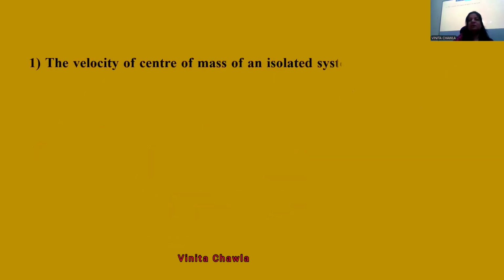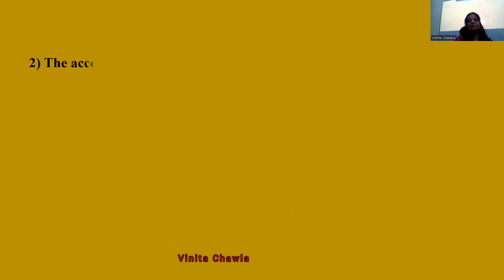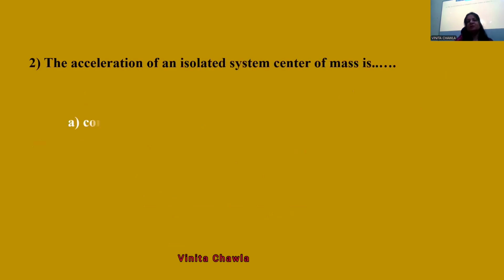The velocity of center of mass of an isolated system remains dash as long as no external force acts on the system. Number one constant, unity, 0, infinity. Constant is the correct answer. Next question. The acceleration of center of mass of an isolated system is constant, unity, 0, infinity. 0 is the correct answer.